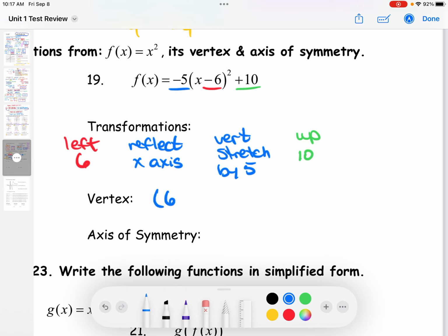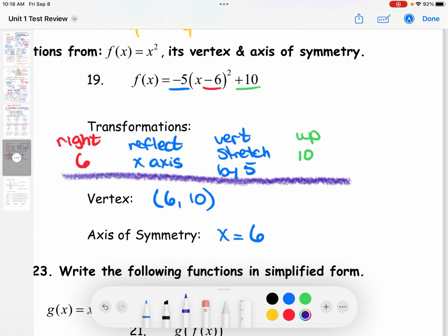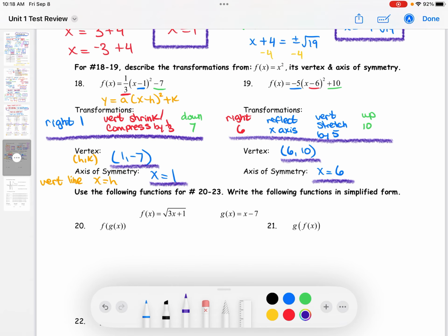Our vertex would be 6. I wrote that down wrong. That's a minus 6, which feels backwards, so that's right 6. Sorry about that, y'all. And our vertex is 6 comma 10. The axis of symmetry is that vertical line, so it's x equals 6 to go through the vertex. Transformations, vertex, axis.